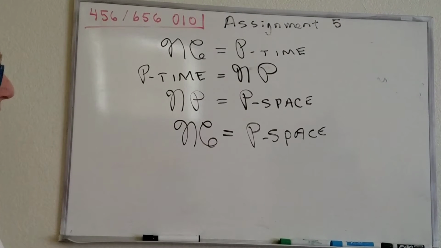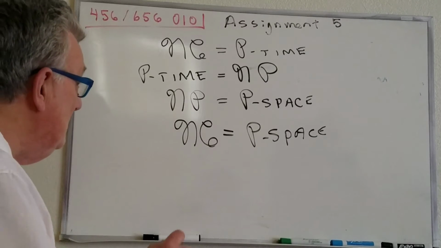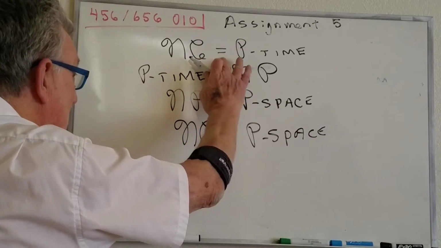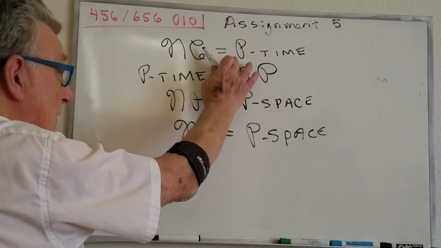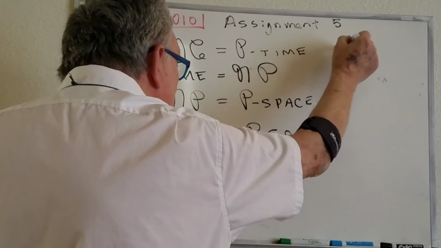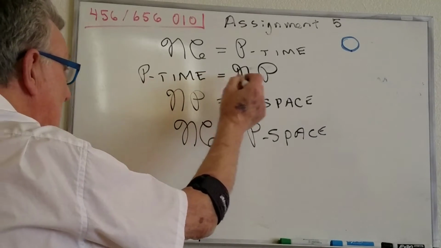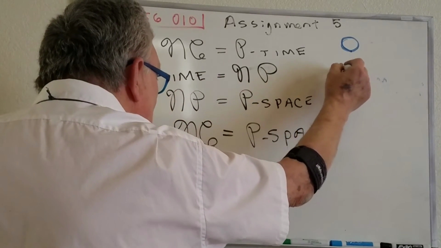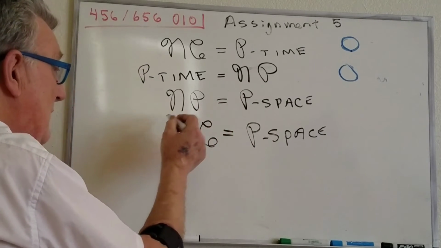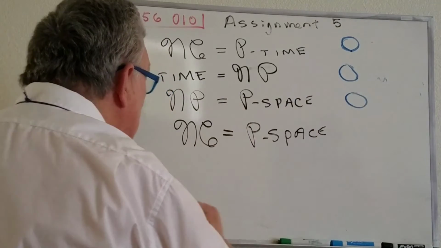All right, we're now going to talk about assignment 5. Now, let's refresh some things. Next class, if we were doing true-false, whether NC equals P time, we would have to say nobody knows, so that's open. If we want to ask whether P equals NP, nobody knows, so that's open. If we want to ask whether NP equals P space, nobody knows whether that's open.